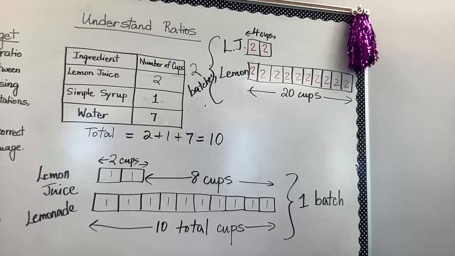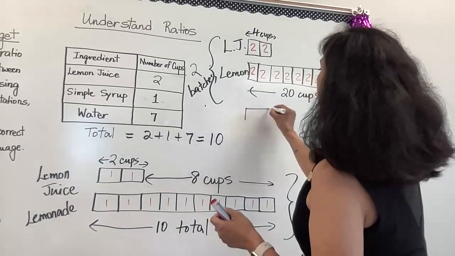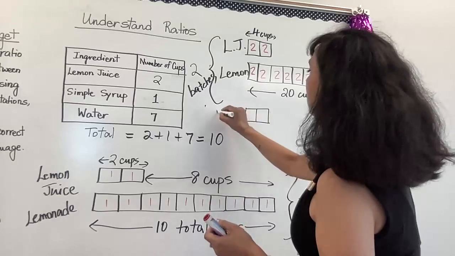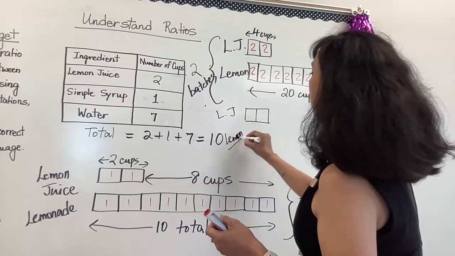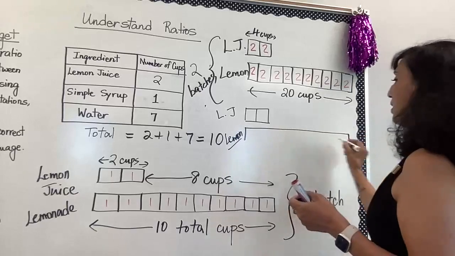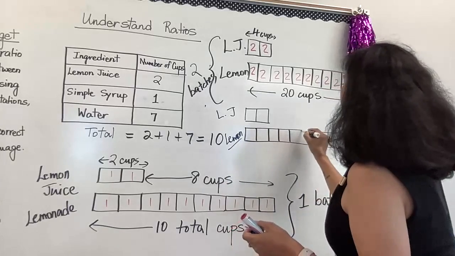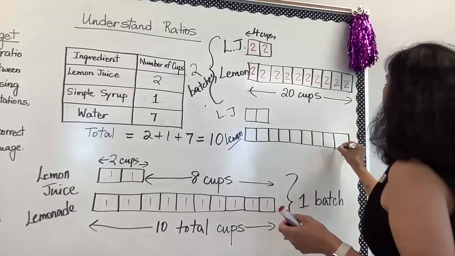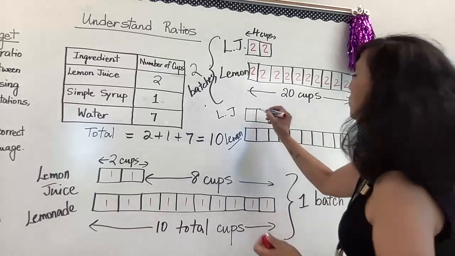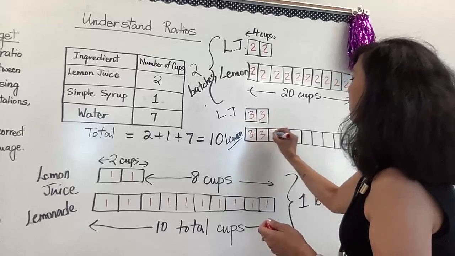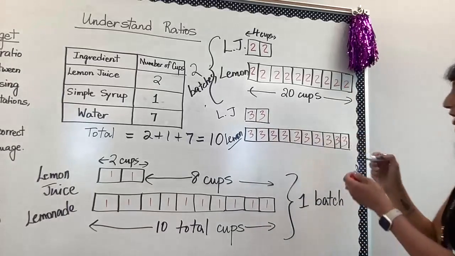What about 3 batches of lemonade? If I have 3 batches of lemonade, again the same thing. If I am making this bar diagram, this is for 3 now. This is lemon juice. This is my lemonade. Same thing, so this is my 1, 2, 3, 4, 5, 6, 7, 8, 9, and 10. Now, this is for 3 batches. What am I going to do? I'm going to put 3 in each of these because these are all equivalent ratios.